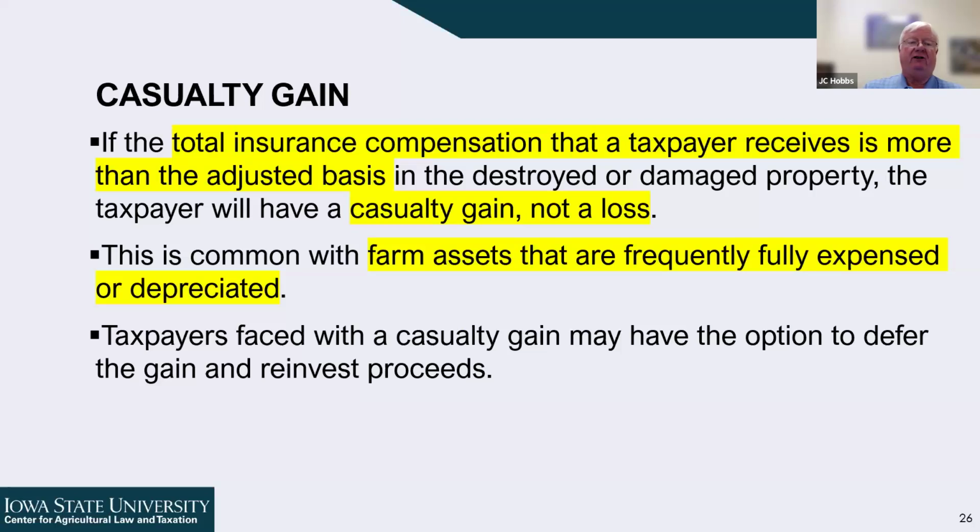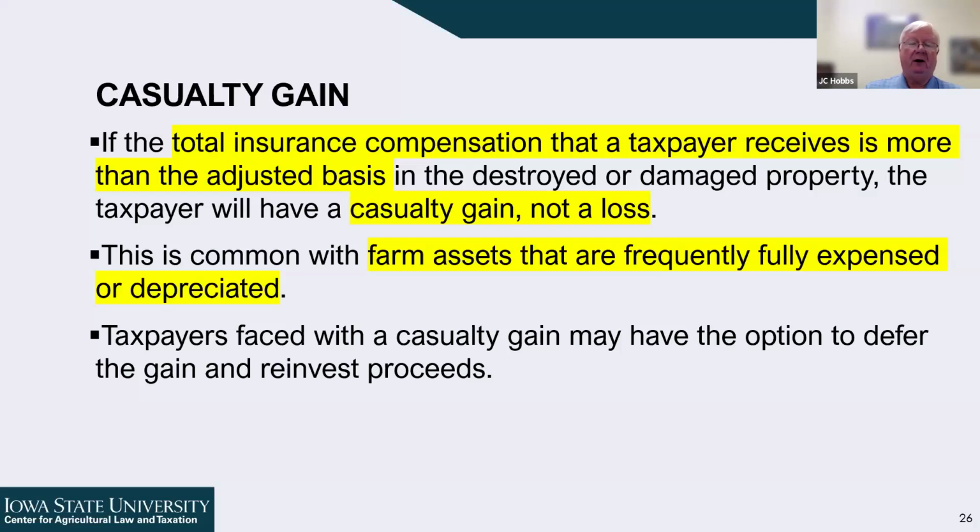So those are the casualty losses, but we don't always have a casualty loss. Sometimes we will actually have a gain. It doesn't happen often, but it can. Sometimes we have assets with insurance, and that insurance coverage is phenomenal. So the insurance compensation the taxpayer receives is more than the adjusted basis of that property. This is often the case when we're looking at farm property. So we have a casualty gain and not a loss.